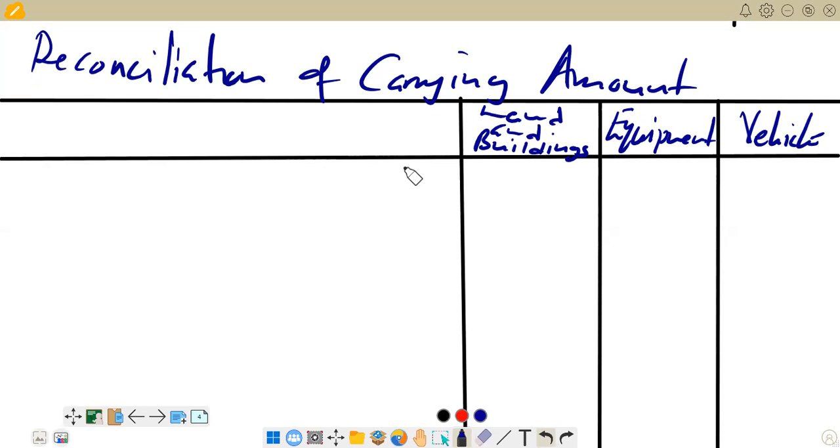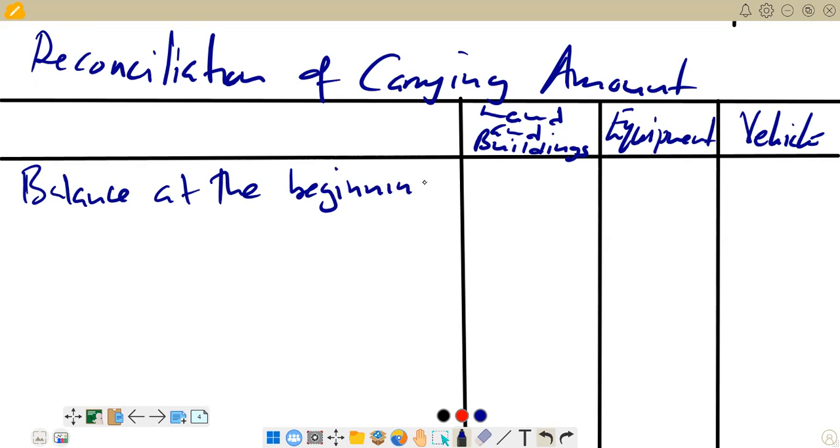So this is our reconciliation of carrying amounts. The figure that we are going to start with on the reconciliation is the balance at the beginning of the year. But this balance at the beginning, we don't have it. This is the balance that we want to find. So we are going to leave it blank. Then we are going to come back by making balance at the beginning the subject of the formula, so that we can find the missing figure, that is the balance at the beginning. All the other figures, we have them.